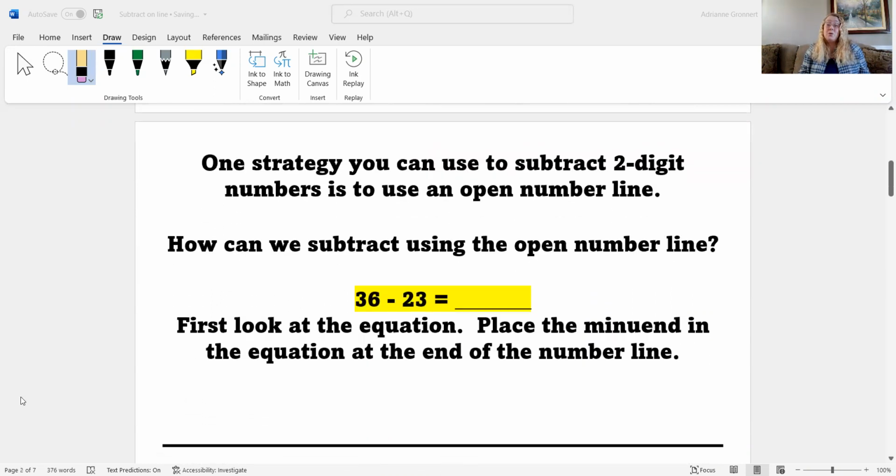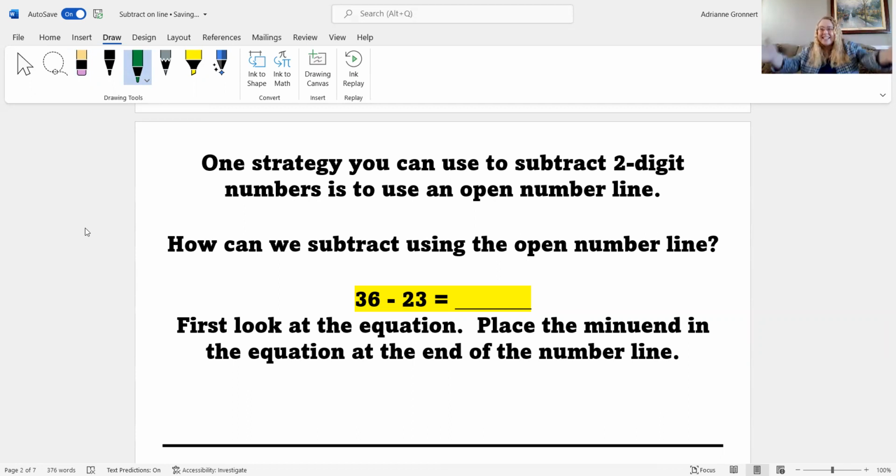One strategy you can use to subtract two-digit numbers is to use an open number line. How can we subtract using the open number line? Well, first we need to look at the equation. Today, our equation is 36 take away 23. Then we place the minuend in the equation at the end of the number line.